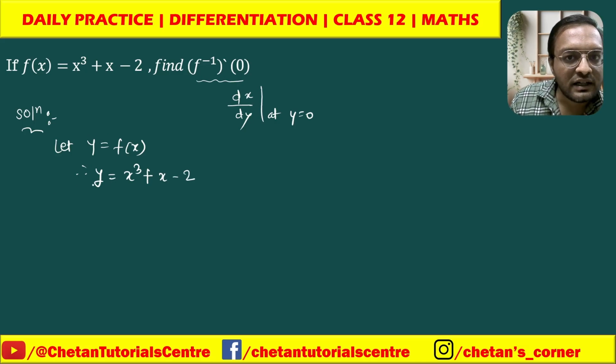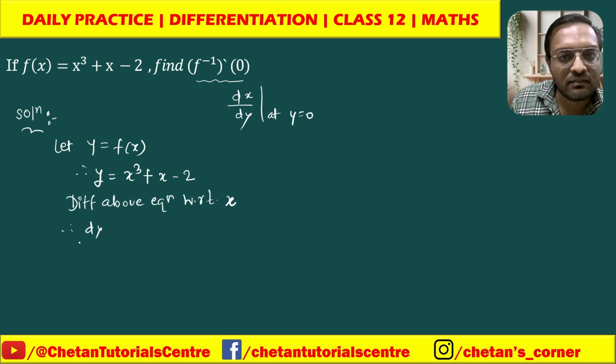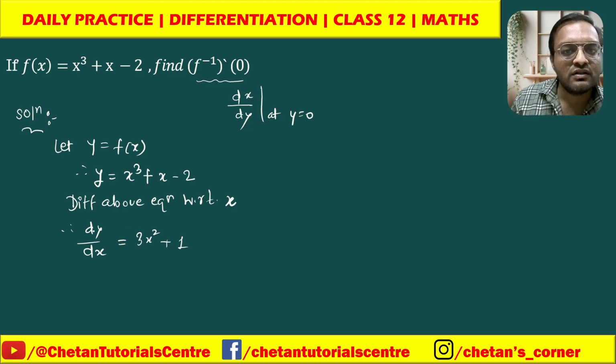Now what I will do? I will differentiate this with respect to x. Then what I will get? dy by dx is equal to derivative of x cube will be 3x square plus derivative of x with respect to x will be 1. Derivative of minus 2 will be 0. So I have got the value of dy by dx.